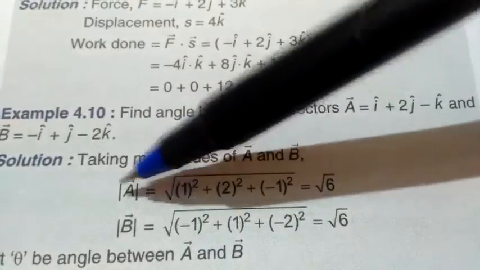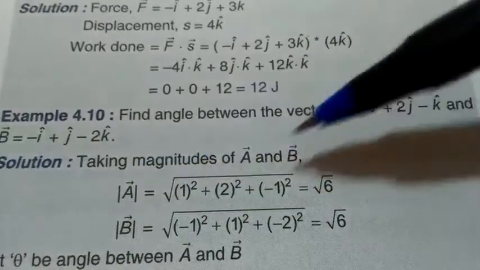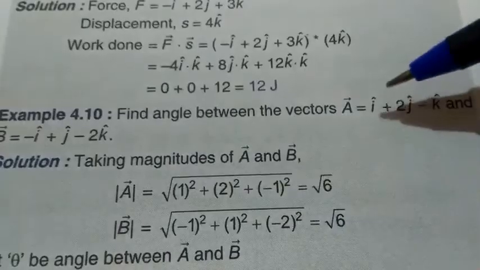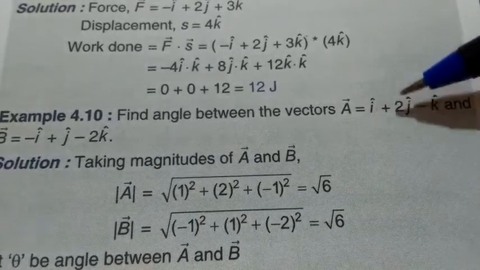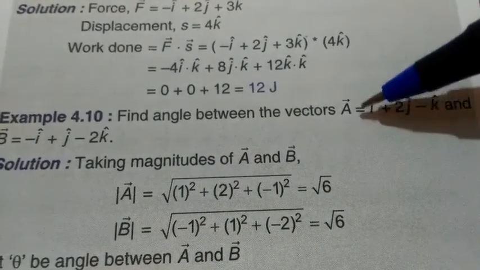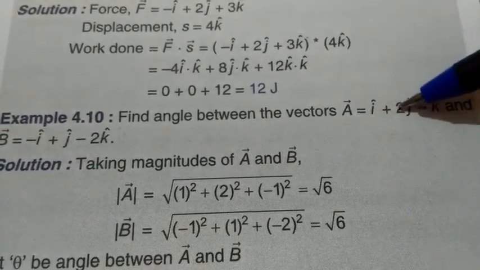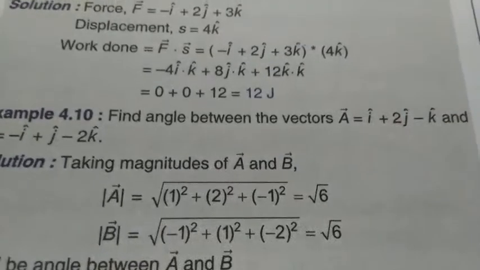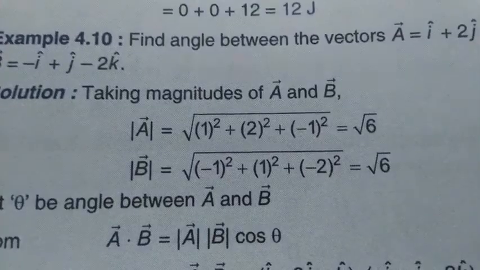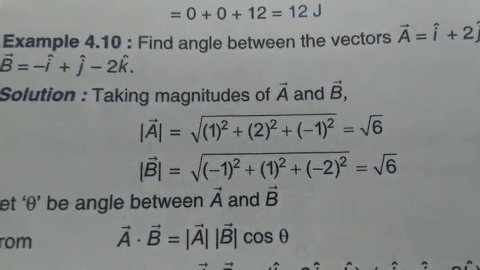First we will find the mod. When we have to find the mod of A, its formula is under root x square plus y square plus z square. So x square means this one, y square is this one, and z square is this one. Here the value with x is 1, with y is 2, and with z it is minus 1. When we put it in the formula, we get mod of A equals root 6.